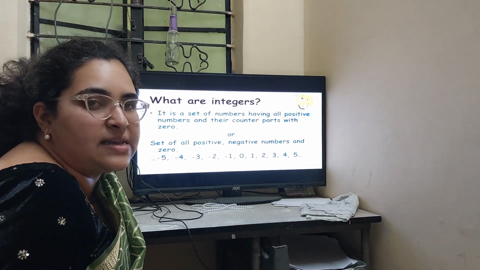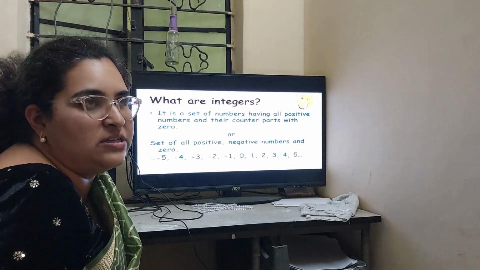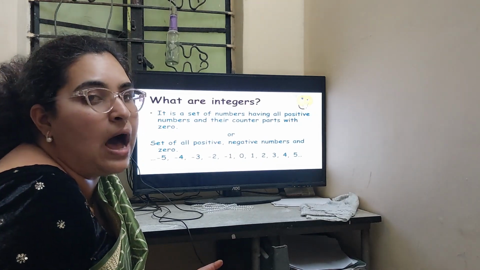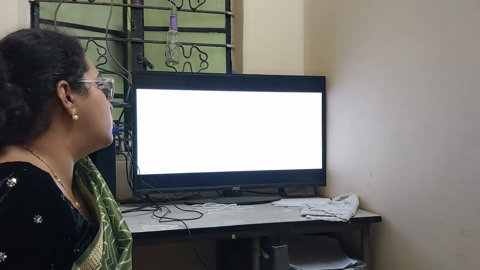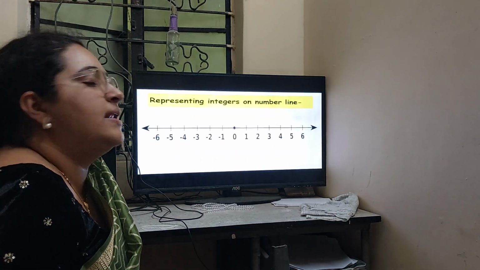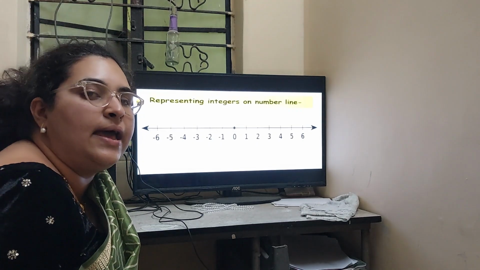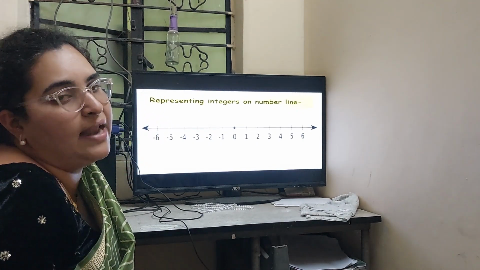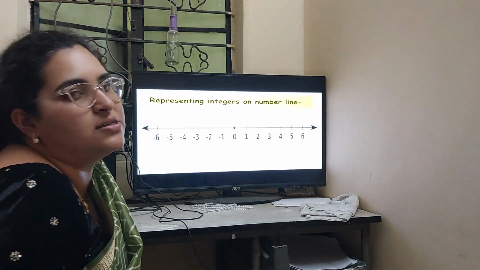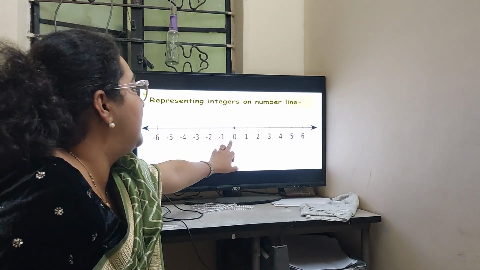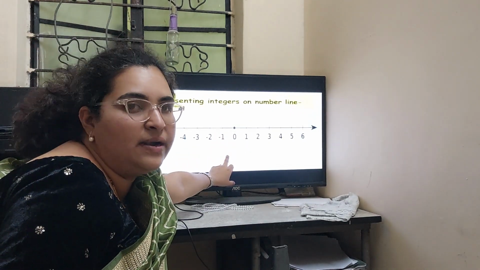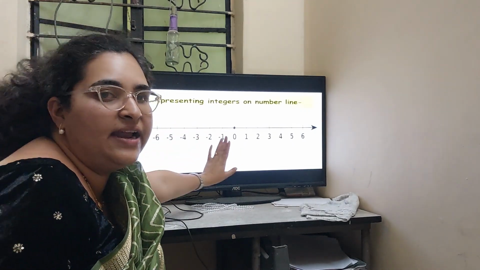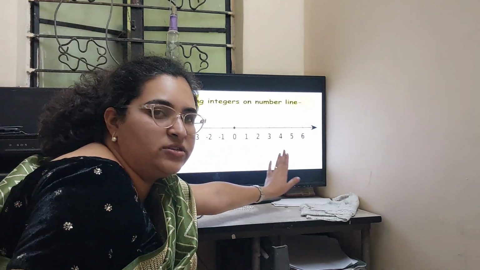So let us understand what is the importance or what is the need. Along with that we are going to learn how these numbers are compared. With the help of the number line we are going to learn how we can identify which number is greater or bigger, or how we can compare these integers. Here on the number line we have 0 in the middle. To the left of the 0, all the numbers are negative integers.